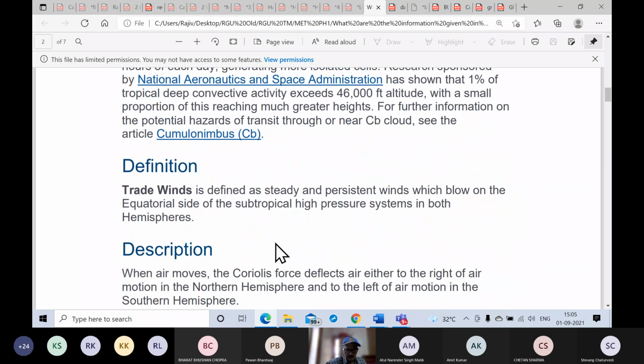Now, what are trade winds? Defined as steady and persistent winds which blow on the equatorial side of the subtropical high pressure system in both hemispheres. So, as this air moves, the Coriolis force deflects air to the right of air motion in the northern and to the left of air motion in the southern hemisphere. Coriolis force. I'm sure you remember it.